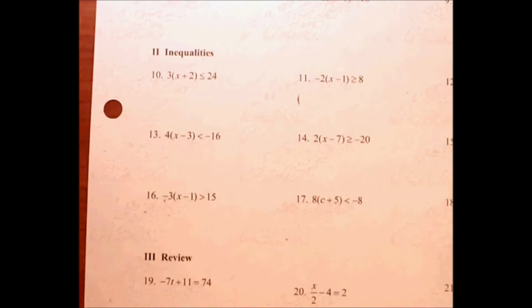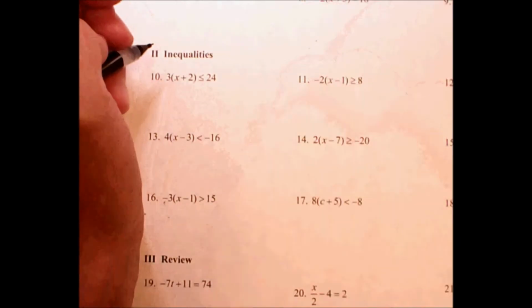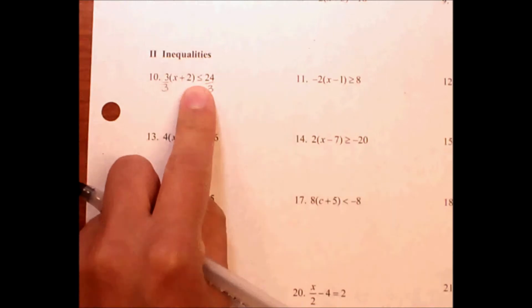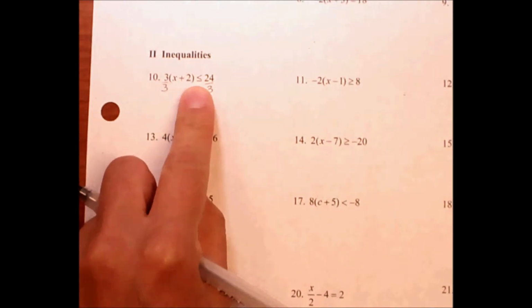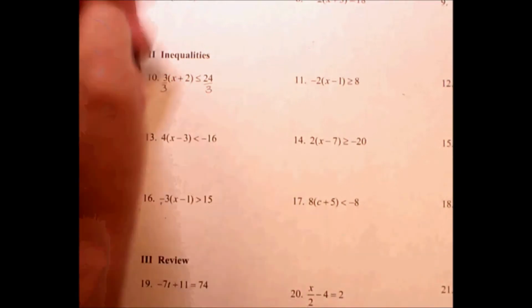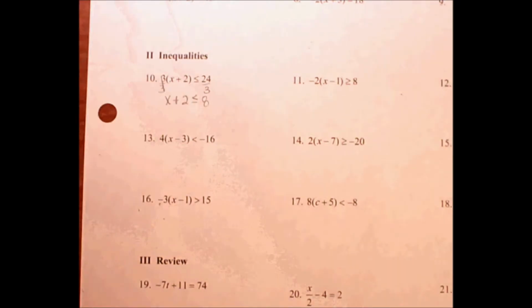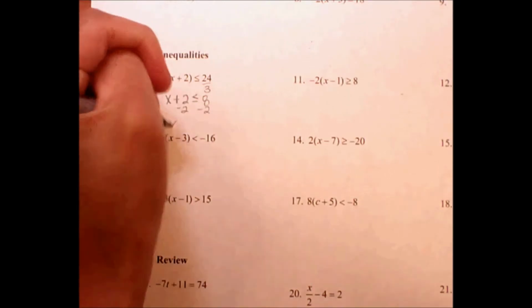I'm now going to work number 10 for you. Okay, so again, this 3 can divide out nicely, so we're going to divide by 3, divide by 3. Now, inequalities, if you remember, they're treated pretty much the same as equal signs unless you are dividing by a negative number. So 3 divided by 3 is 1, so we're left with x plus 2. Keep this inequality sign. 24 divided by 3 is 8. Subtract 2 from each side. X is less than or equal to 6.